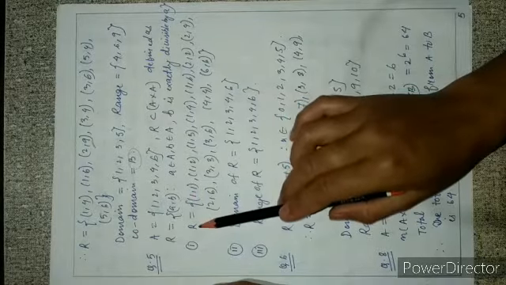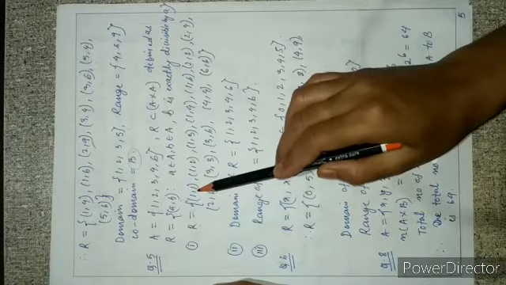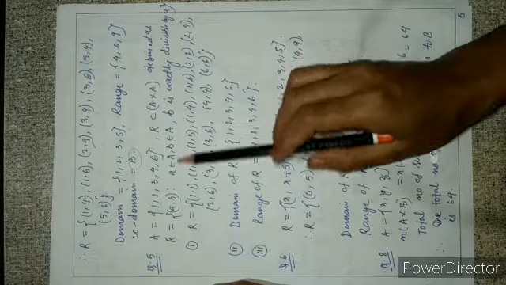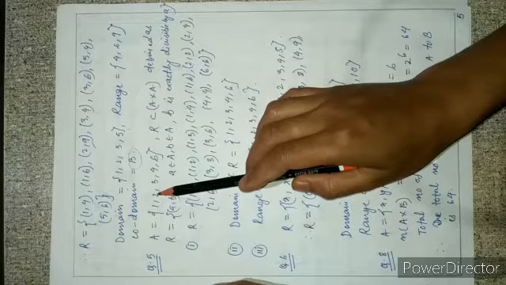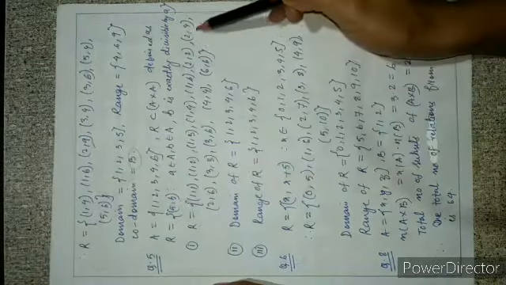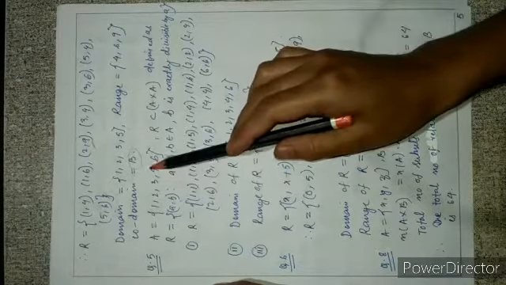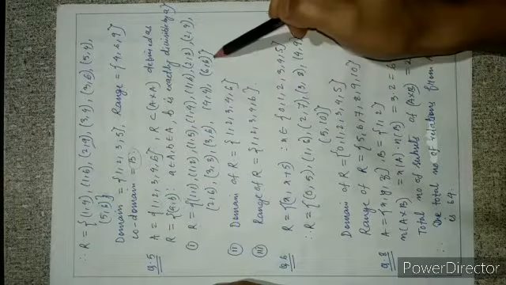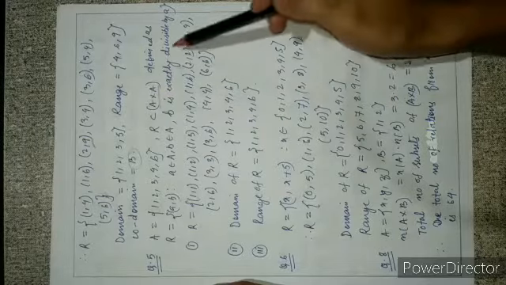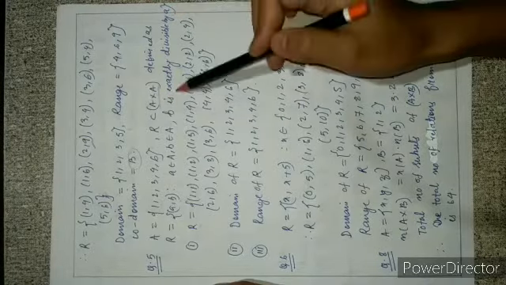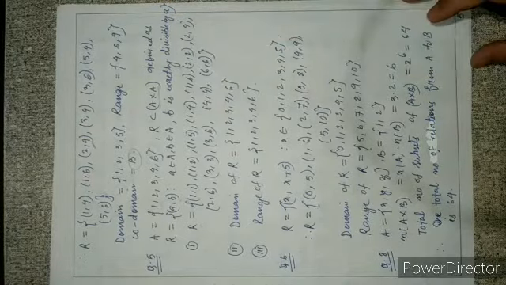Number 1. Write R in roster method. Elements of R will be (1, 1), since 1 divides 1. (1, 2), (1, 3), (1, 4), (1, 6). Then (2, 2), since 2 divides 2. (2, 4), (2, 6). (3, 3), (3, 6). In case of 4, (4, 4). 6, so (6, 6). Here A cross B is not a concern; we take the pairs in which the first component divides the second component, so we have the ordered pairs.